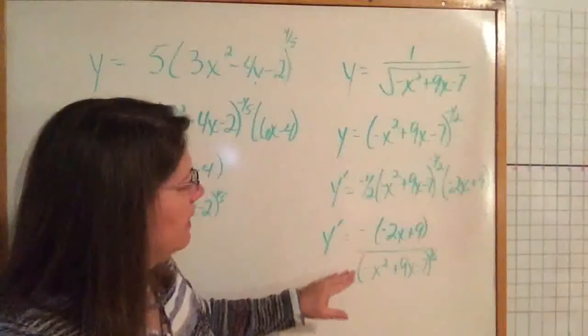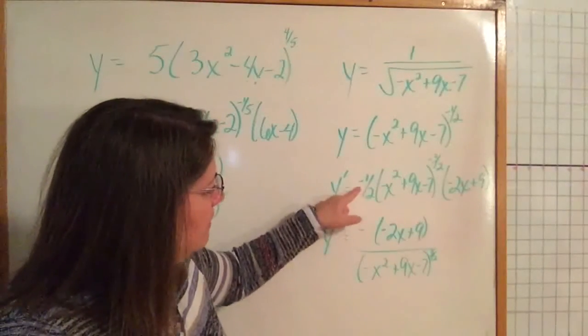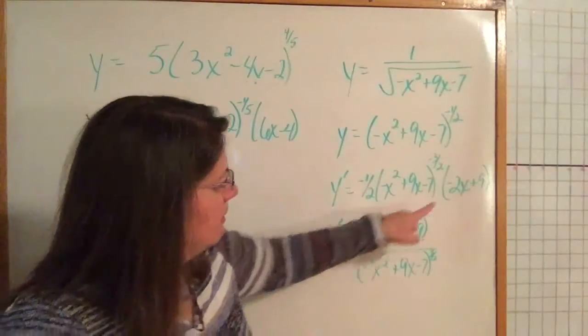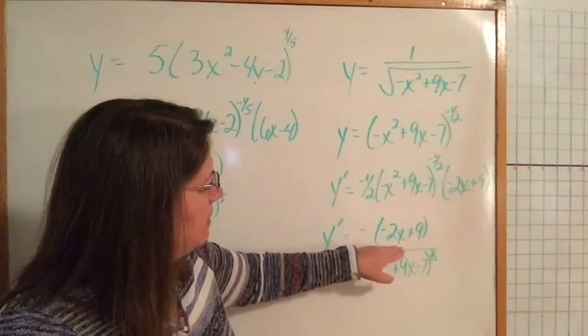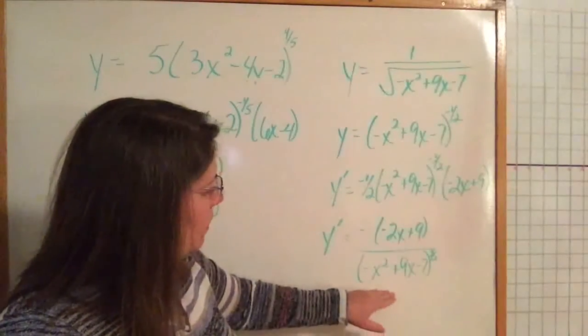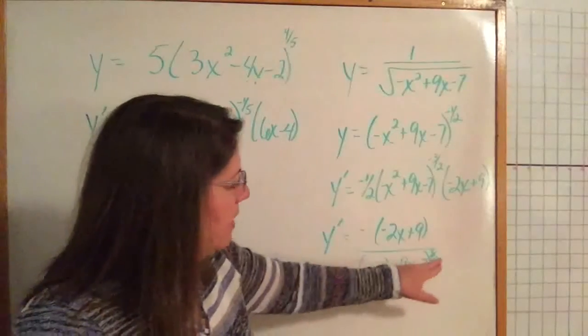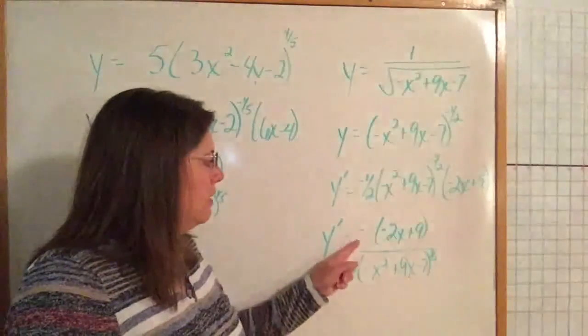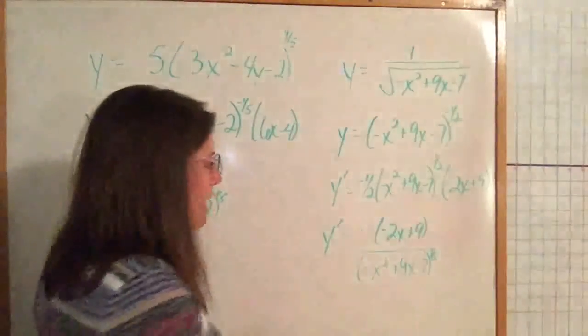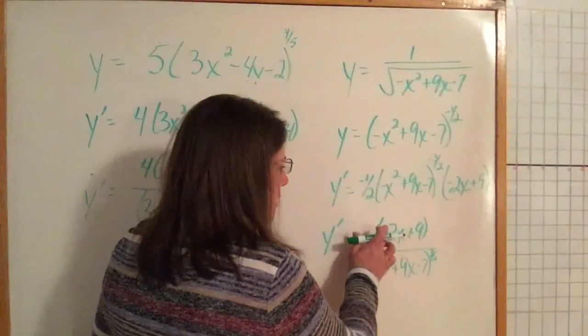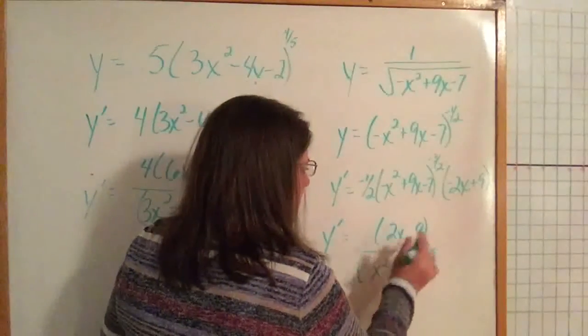Then I just simplify it a little bit. The negative 1/2, the negative 1 is on top. The negative 2x plus 9 is on top. And on the bottom, the negative x squared plus 9x minus 7 to the positive 3/2. And here, I could distribute that negative sign to make it a little bit simpler. So that would be a positive 2x minus 9.